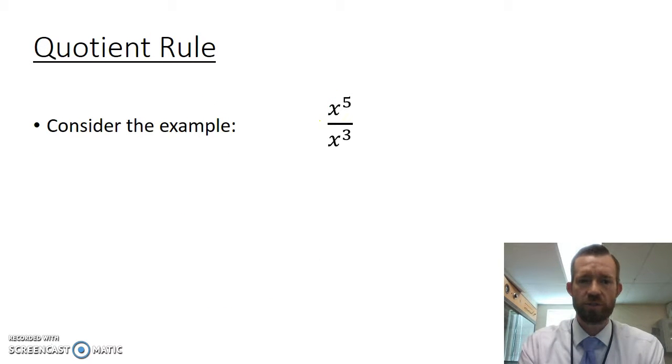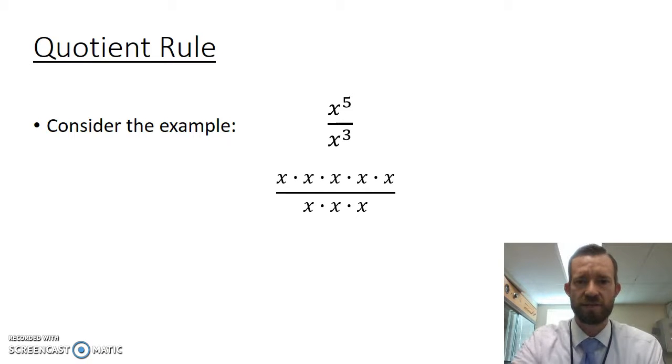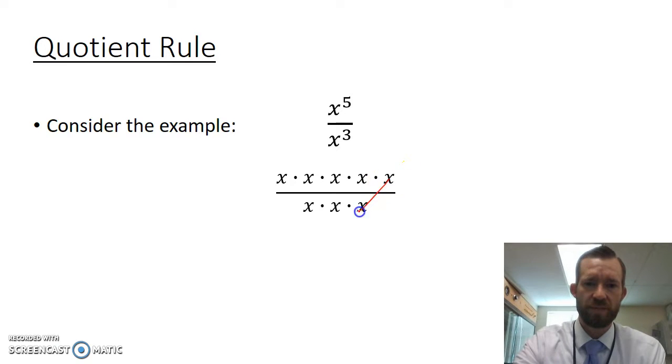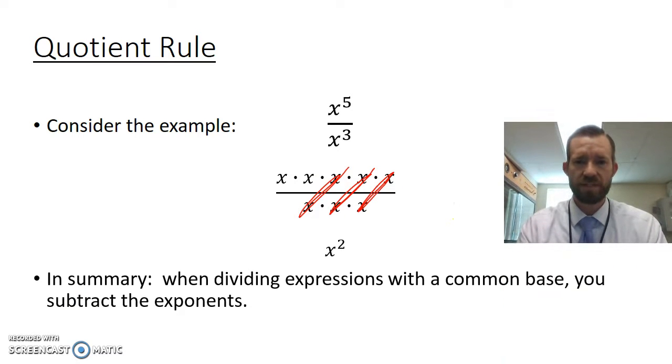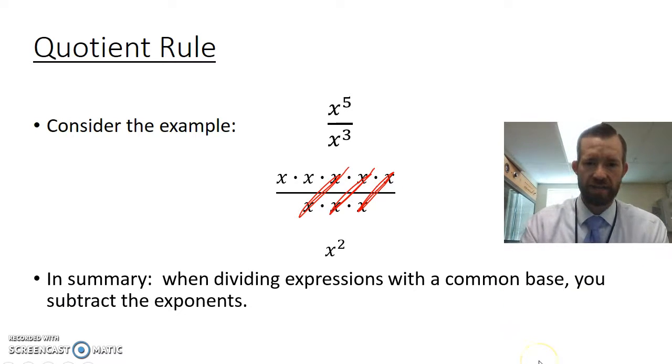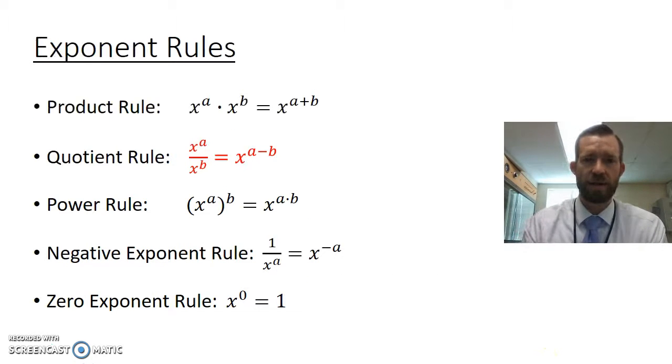Going next, quotient rule. When you look at what this really means, x to the fifth means x times x times x times x times x. x to the third means 3 of them. When we go on, we say, hey, you know what? These can kind of reduce or cancel or simplify, so we've got x squared. In summary here, when you divide things with a common base, you subtract the exponents, and that gets back again to what our exponent rules are. Anytime you divide, we're subtracting the exponents.